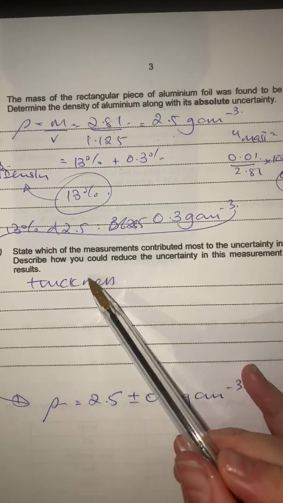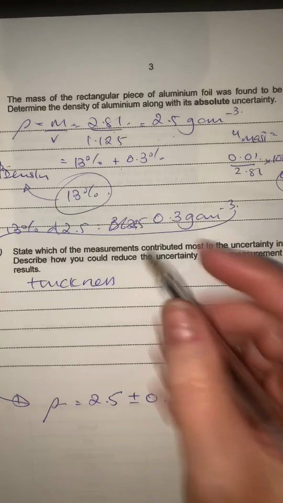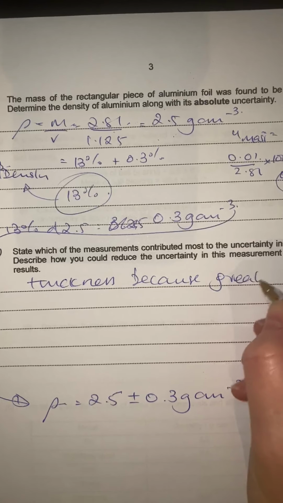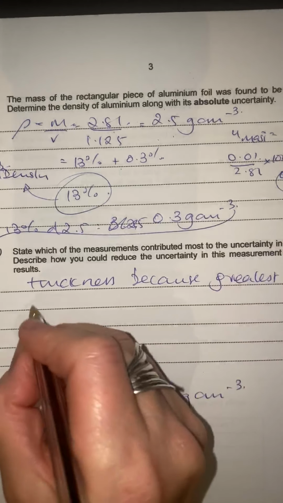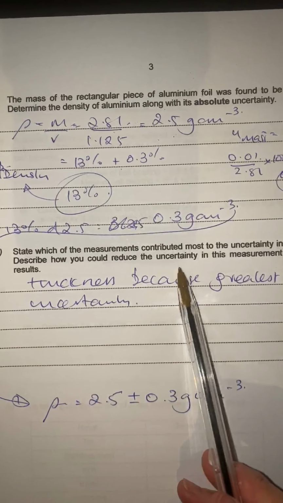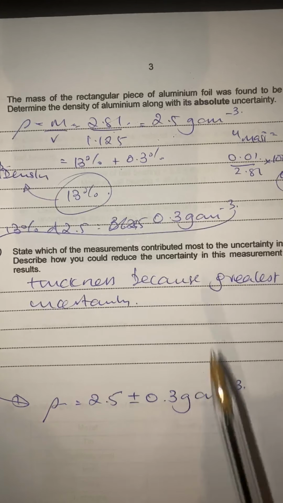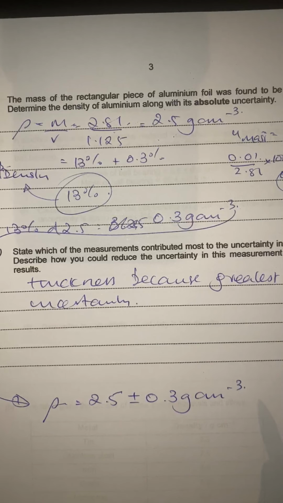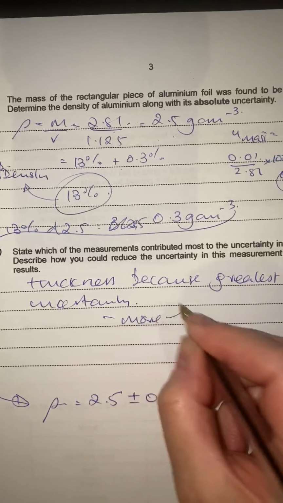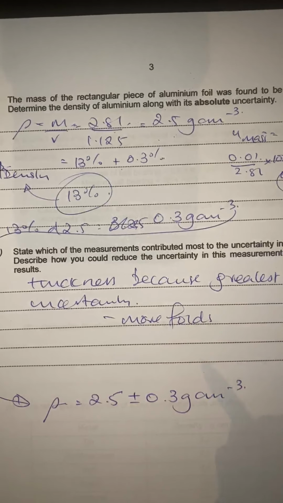Are you asked to say why? I'm going to put why, because it's the greatest percentage uncertainty. And how could you reduce the uncertainty? Well, there are a few different options for this. You could fold it more times. So you're measuring, instead of having 16, you could have 32 thicknesses. Yeah, so you could fold it more. That would get you second mark.